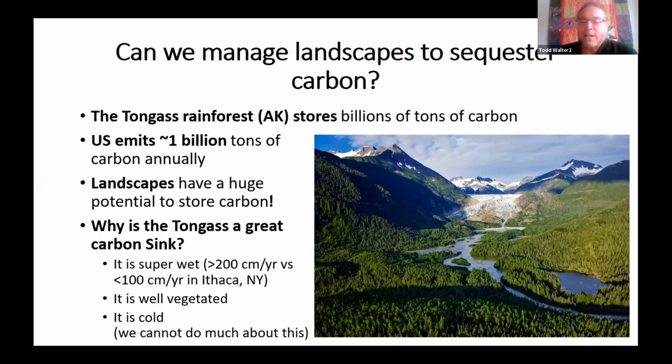It's also well vegetated, right? So you can see in this picture, there's tons of trees. They're sucking carbon out of the atmosphere and putting it into the soil. And so they're sequestering it in the biomass and in the soil. It's also cold, which reduces oxidation rates, but there's not much we can do about that. But we focus on those first two, wet areas and being well vegetated, as being two ingredients for sequestering carbon. I think that's kind of where I'm going to go with the rest of this talk.